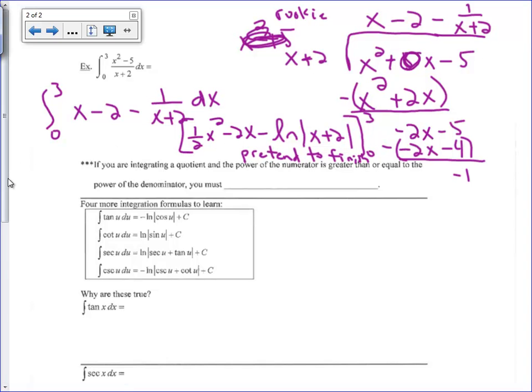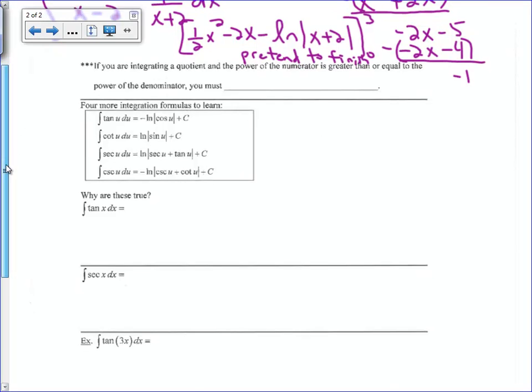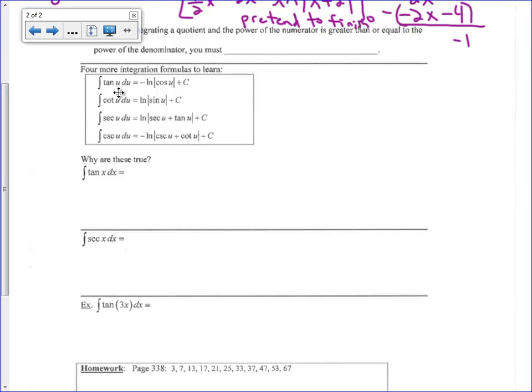All right, so there's four trig integrals that we have to learn, and they're listed right here, and I want to show you why they're true first of all. It says the integral of tangent of u is negative natural log of cosine of u plus c, and I want to show you why that's true.